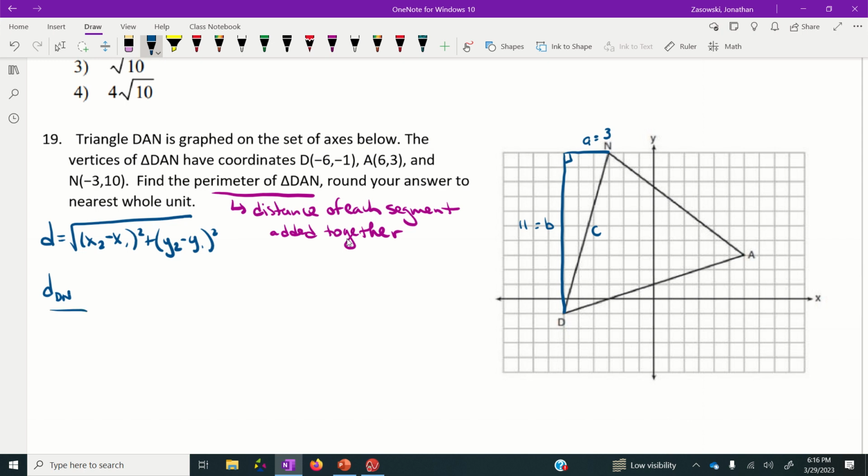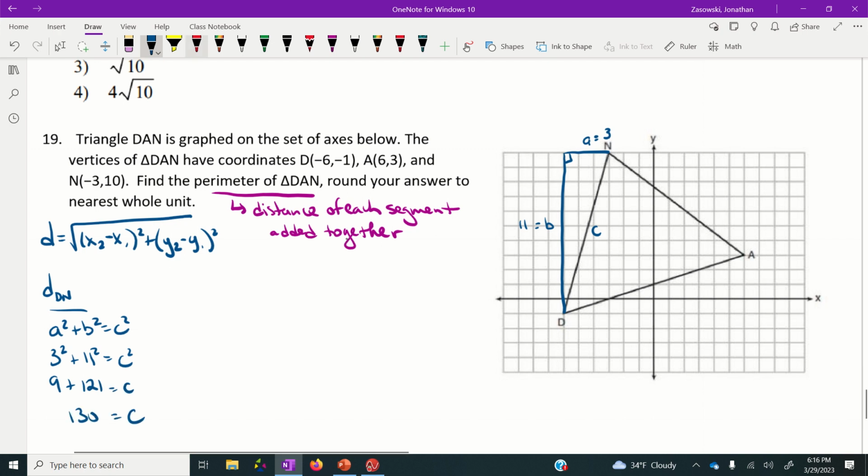And so all I'm going to do is use Pythagorean theorem. A squared plus B squared equals C squared. And I'm going to plug these numbers in. 3 squared plus 11 squared is equal to C squared. And I'm going to square these numbers. That's 9 and 121. So this is 130. And this is equal to C.